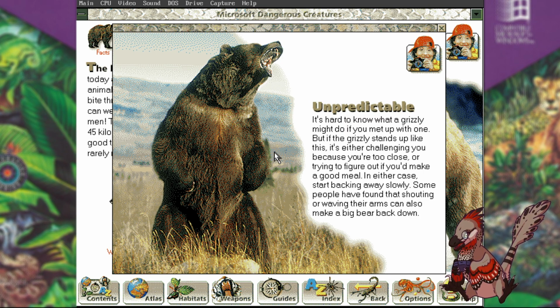Unpredictable. It's hard to know what a grizzly might do if you meet with one. But if the grizzly stands up like this, it's either challenging you because you're too close, or trying to figure out if you'd make a good meal. In either case, start backing away slowly. Some people have found that shouting or waving their arms can also make a big bear back down.